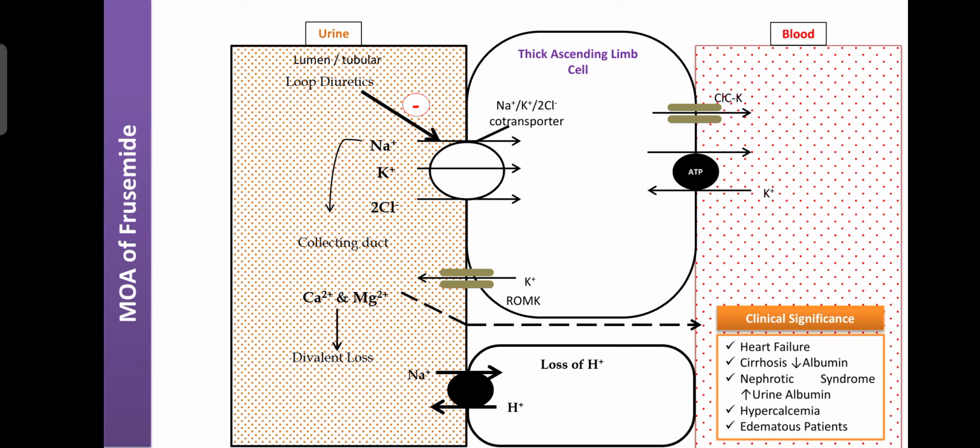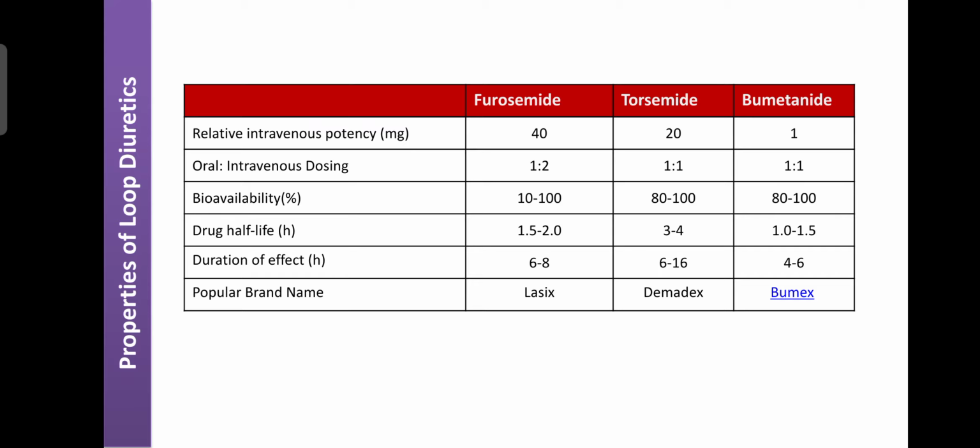This is the mechanism of all loop diuretics, and here the example explained is the mechanism of furosemide. Its main mechanism is that it targets the sodium-potassium-chloride co-transporter. Due to that, no reabsorption takes place, and they are only found in the urine and are excreted through the urine, finally due to inhibition of tubular reabsorption by administration of loop diuretics. Regarding the properties of loop diuretics, here we explain furosemide, torsemide, and bumetanide.